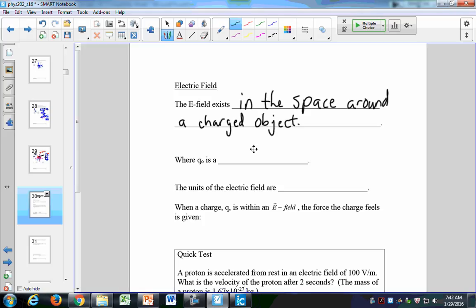Exists in the space around a charged object, and we define the electric field in this way. We say that the electric field is defined as, that's what this quasi-equal sign with three lines means, the force divided by a charge that we're going to call Q naught. Now Q naught is a positive test charge.